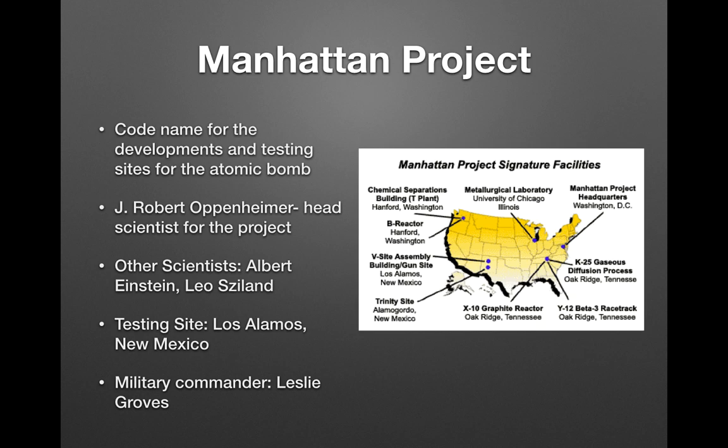All right. The head scientist put in charge of the project was J. Robert Oppenheimer. Now, other scientists, Leo Szilard and Albert Einstein, were there. The ultimate testing site was Los Alamos in New Mexico, called the Trinity site. And the military commander, once it was tested and approved, was Leslie Groves. His job was to call the president and say, we have it ready. Now, they actually had, I think, as many as 6 nuclear bombs ready to be dropped.